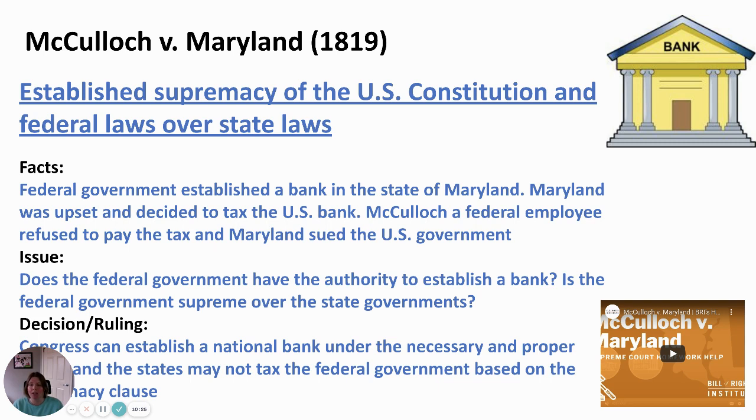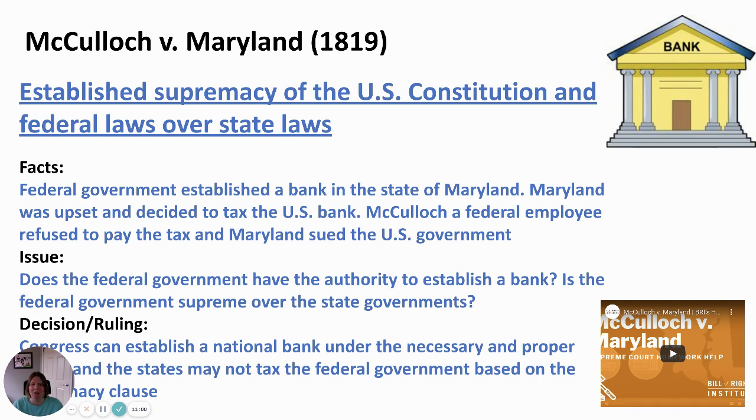So the decision was that Congress can establish a national bank under the necessary and proper clause, and that states cannot tax the federal government based on the Supremacy Clause. Basically, Justice Marshall said the power to tax is the power to destroy. And so he didn't want to give state governments the ability to tax the federal government, essentially. So can the federal government tax the states? Yes, they can, because states gave the federal government that power in the Constitution. But states don't have the power to do the opposite. So states don't have the power to tax the federal government. This case just reinforced that and upheld that, basically.